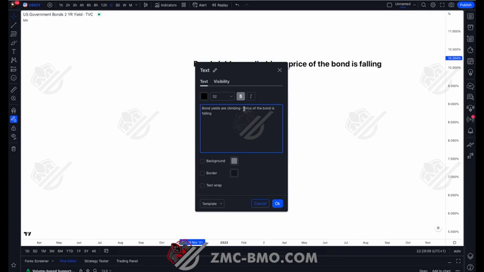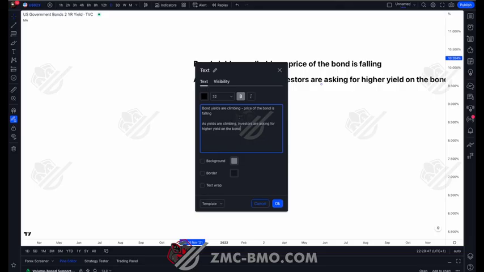Like I said, that $100 example, the price is falling. So as the yield's climbing and climbing and climbing, the reason for that is because investors are asking for a higher yield on the bond because it's risk. As it climbs and climbs and climbs, it becomes riskier, right?